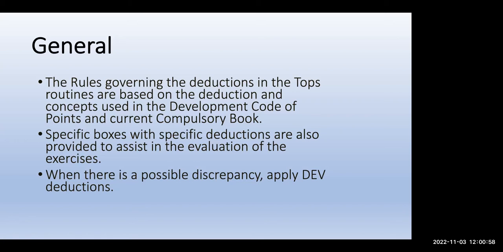So when there is a discrepancy, go back to your code of points and look at the deductions that we have there. We will let you know when the deductions we take came from the compulsory book or if they came from the optional code. They're also in the text, which we are not going to cover here. It's up to you to read it, there are specific boxes, just like in the compulsory book, that have deductions that pertain just to that particular element. So you're going to want to study those as well.